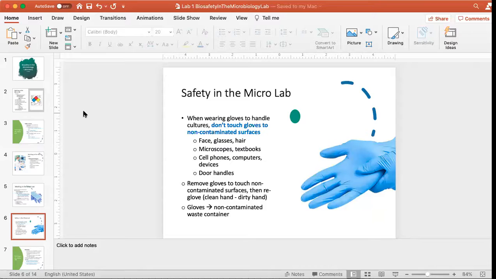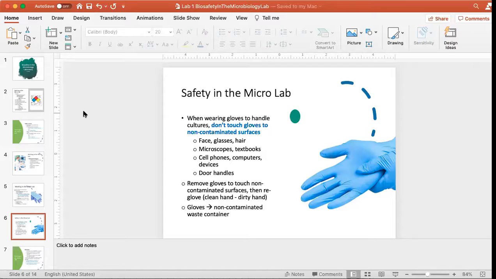So when we're in a laboratory, especially a microbiology laboratory, and we're getting to work, we want to have gloves on. Anytime that you are touching a culture, you must have your gloves on. Now, once you've handled a culture, even if you've handled it correctly, and you know that you didn't get any of that culture on your gloves, you still want to act as though your gloves are contaminated.